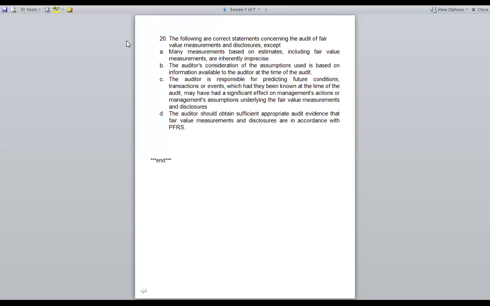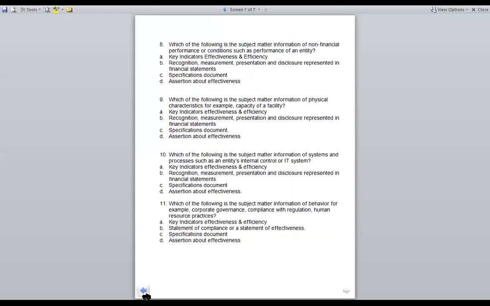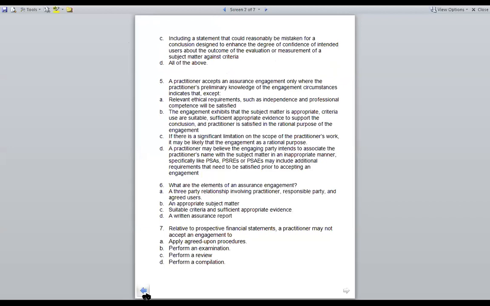Yeah, so that's it guys for our auditing theory. That concludes our discussion for auditing theory. So thank you so much guys for listening for auditing theory. Let's go into another topic which is the auditing problem.